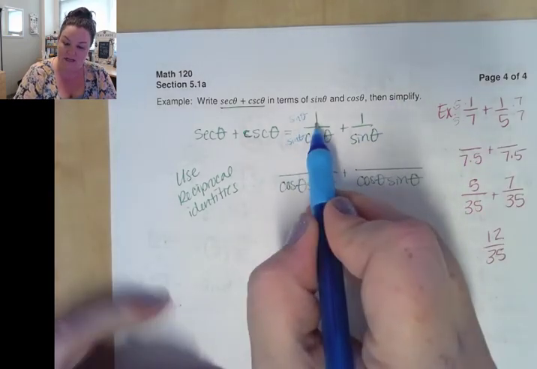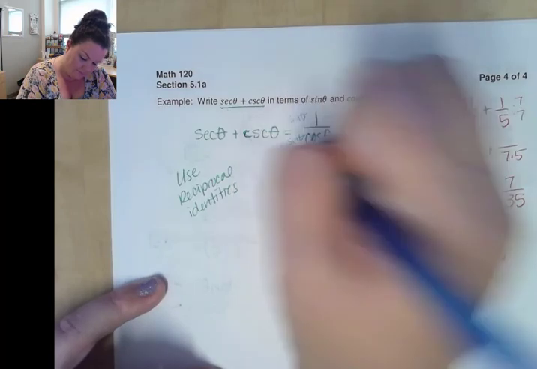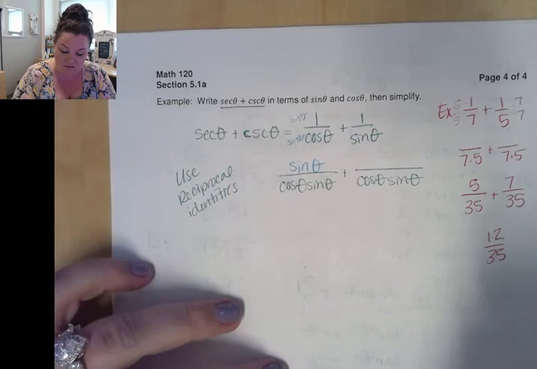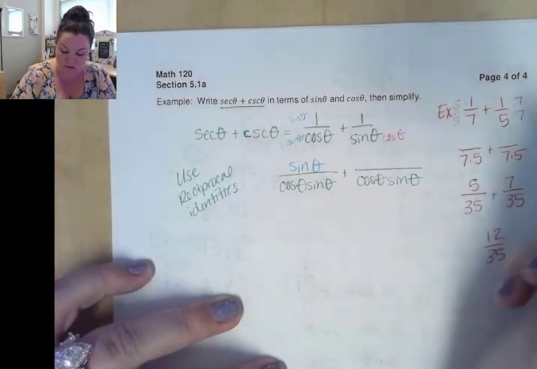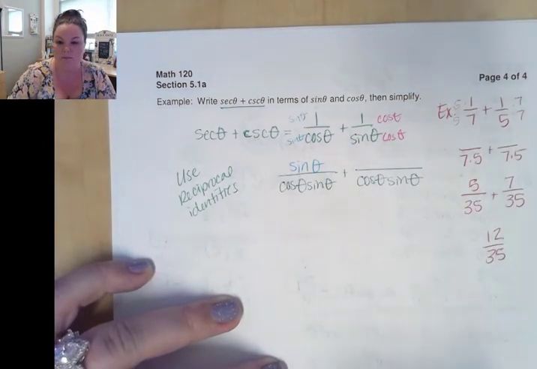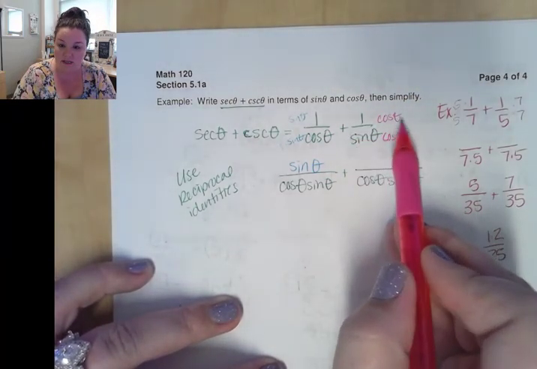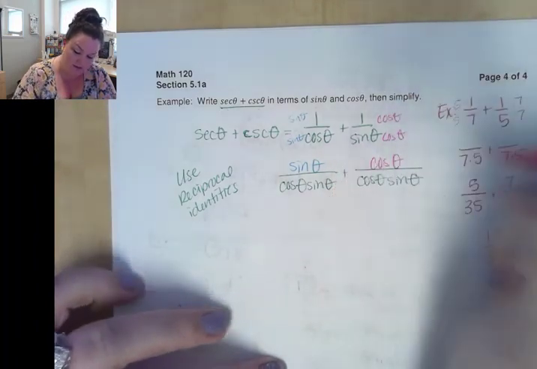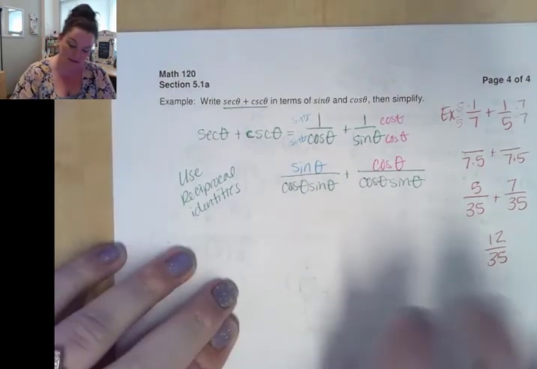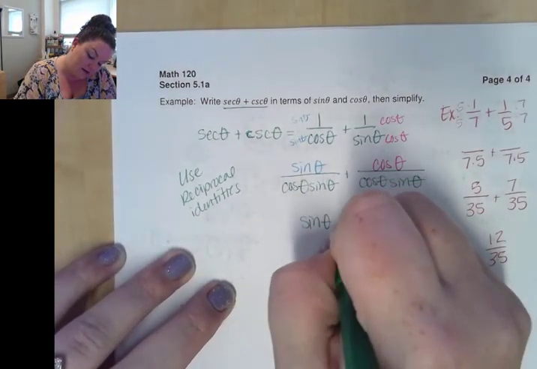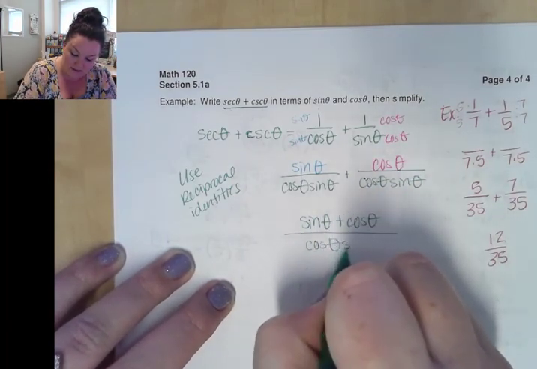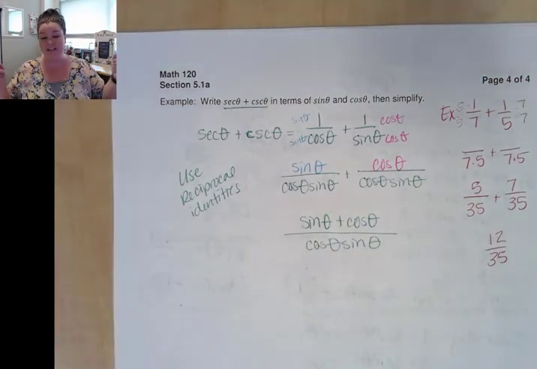And on top, sine theta times 1 is just sine theta. And then on the second one, I would have to multiply on top and bottom by cosine theta, right? Because I want to end up with cosine theta sine theta here, which means I multiply by cosine theta on top and bottom. And 1 times cosine theta is just cosine theta. And now that they have the same denominator, I can add the tops. So I end up with sine theta plus cosine theta all over cosine theta sine theta. And this is actually as far as we can go.